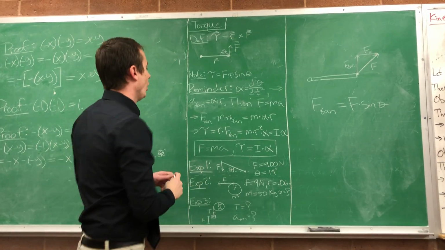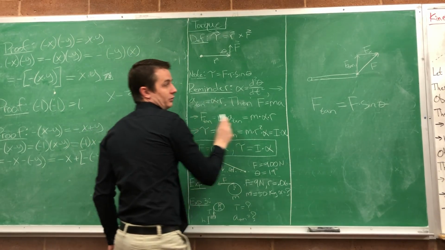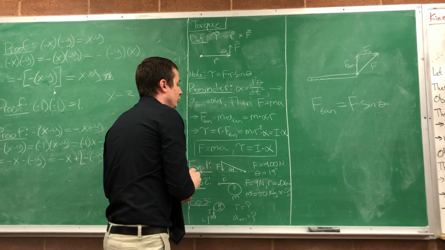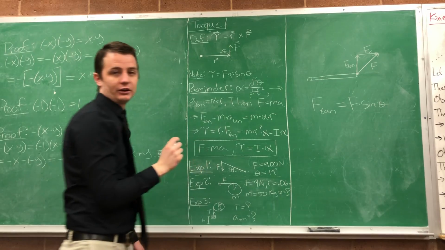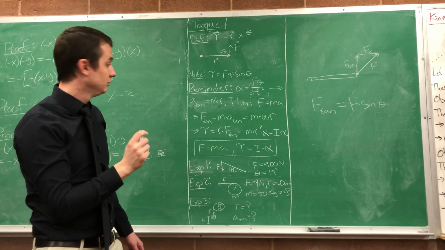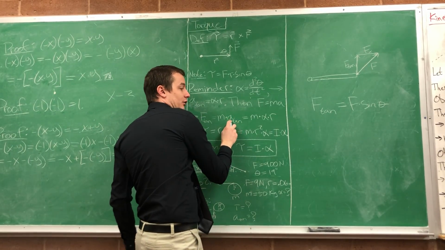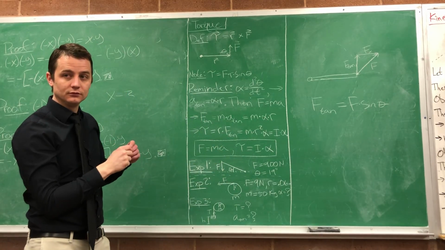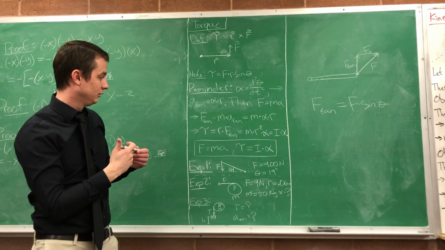So our tangential force, this component of the whole force that we apply, is going to be equal to mass times our tangential acceleration. Right? Which tangential acceleration is just alpha times r. You with me?